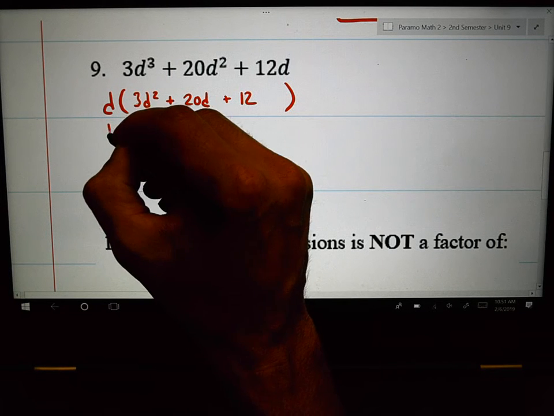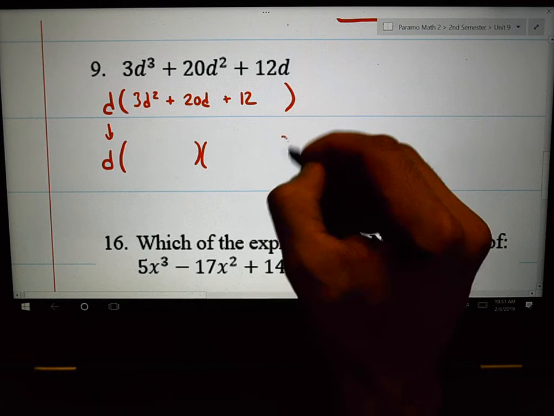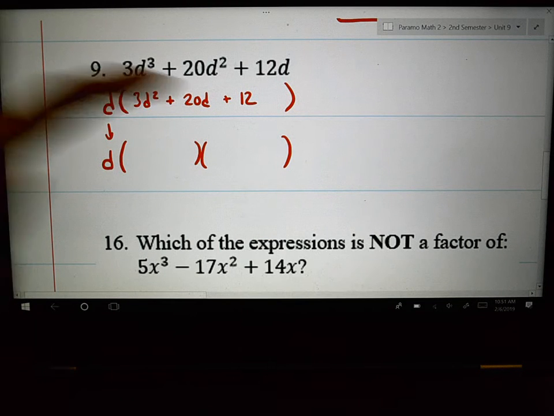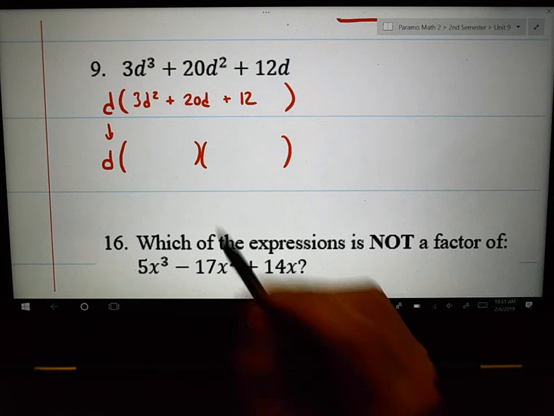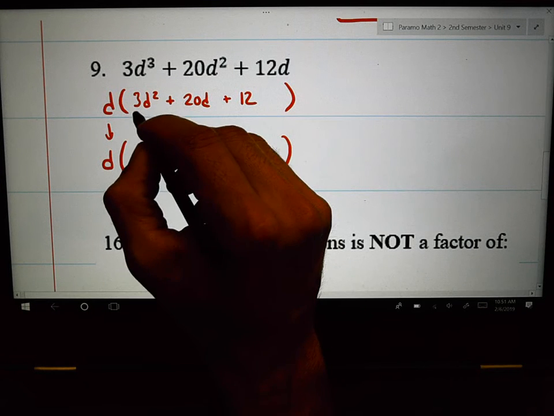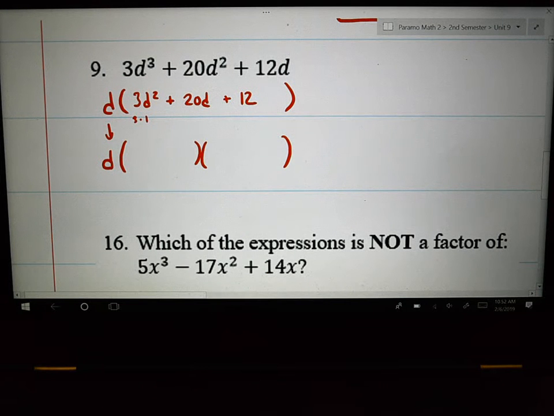The GCF does not disappear. It stays in front. We have this trinomial squared, so I'm going to have to try to see if I can figure out the factors. This one's going to be easier because 3 is a prime number. 3 times 1 is the only way to get to 3. That's kind of nice.